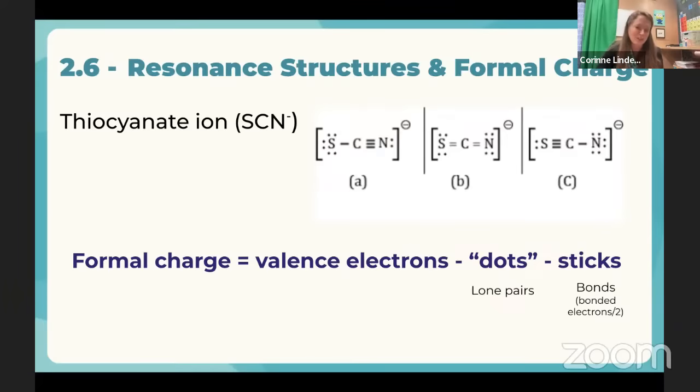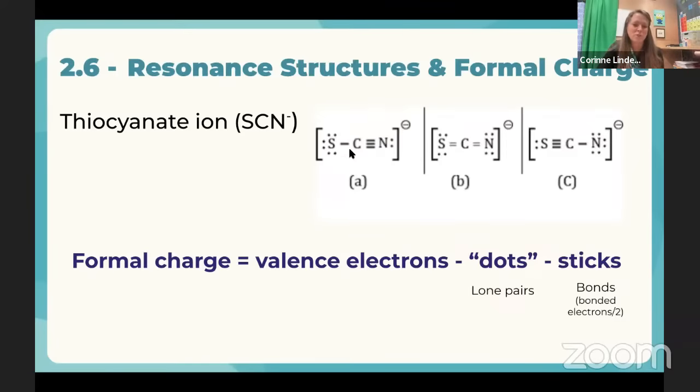So the formal charge is going to be equal to the valence electrons minus the dots minus the sticks. So what I mean by that is if I'm trying to calculate the formal charge on a single atom, I'm going to look at its valence electrons according to its location on the periodic table, minus any lone pairs I see on that atom, minus any of the sticks, which are the bonds to that atom.